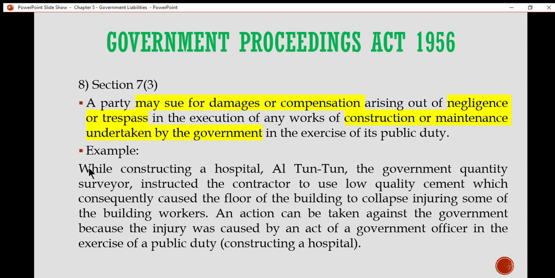For example, while constructing a hospital, the government's quantity surveyor instructed the contractor to use low quality cement, which consequently caused the floor of the building to collapse, injuring some of the building workers. An action can be taken against the government because the injury was caused by an act of the government's officer in the exercise of public duty, constructing a hospital. This case involved negligence because the government's officer failed to exercise the duty of care to protect the public from suffering damage. So in this case, the officer will be liable and the government is also liable.